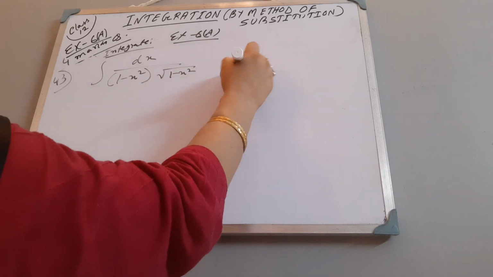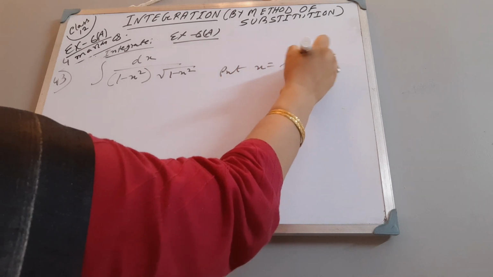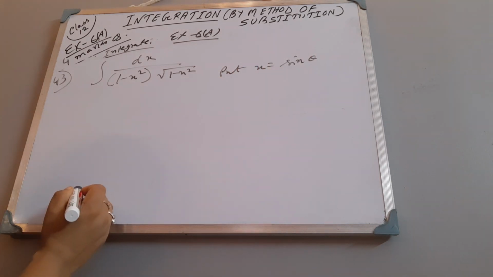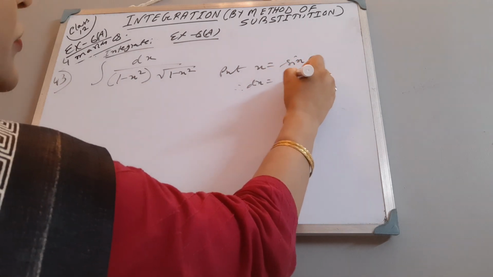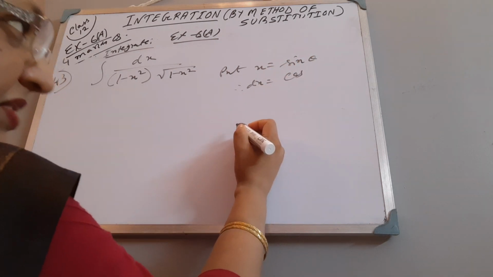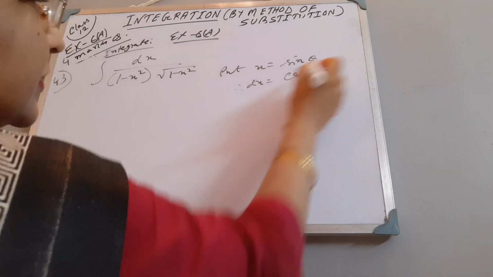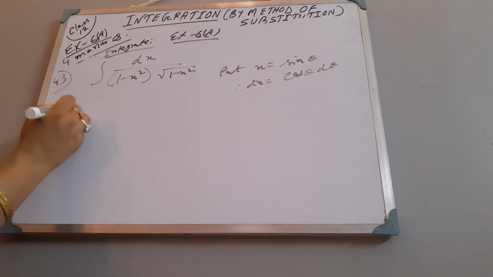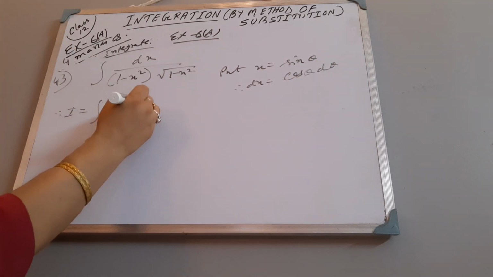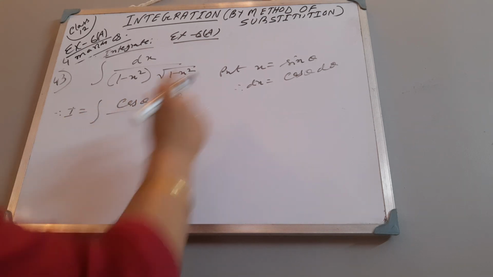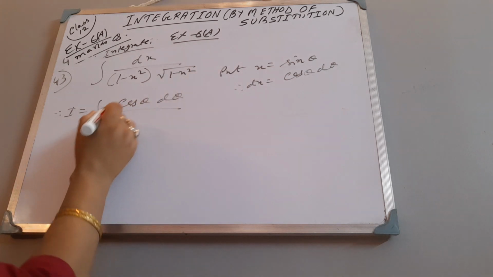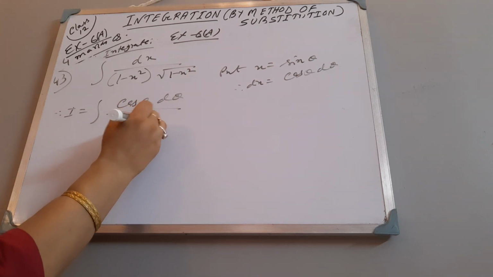Okay, put x is equal to sine theta. It will be easier for us. Then x is equal to sine theta means dx is equal to cos theta d theta, since the derivative of sine x is cos x. Instead of dx we will put here cos theta d theta. And 1 minus x square means 1 minus sine square theta, and 1 minus sine square theta means cos square theta.